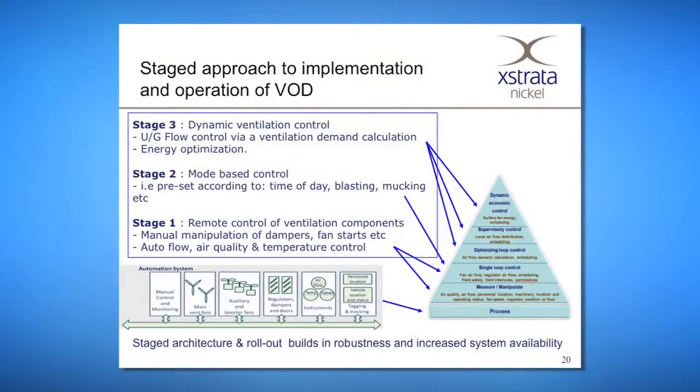Stage 2 we call mode-based control, where you have preset recipes, and depending on what's going on at the mine at the time, you select that recipe and it presets everything to an optimized level. So shift change turns everything down because there's nothing happening underground. If you've just blasted, you need a lot of ventilation in one area to clear blast gases.